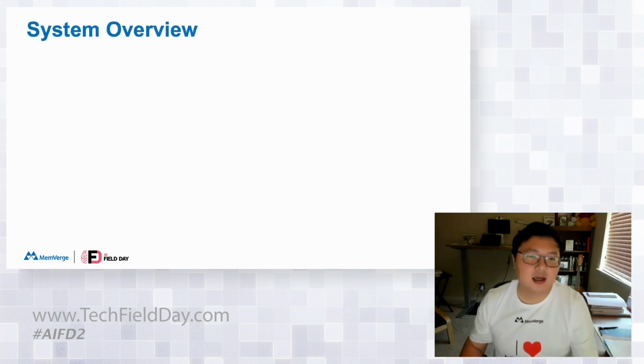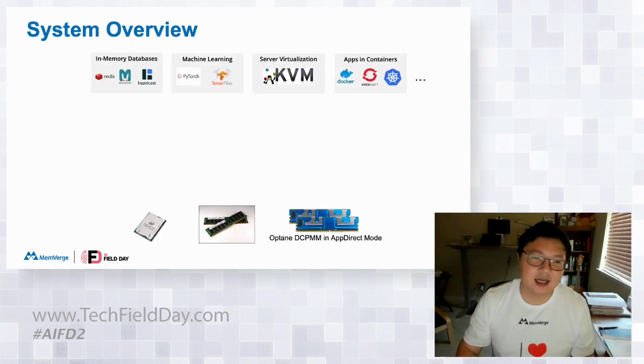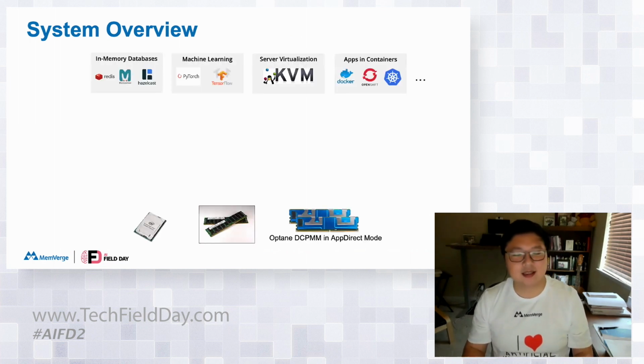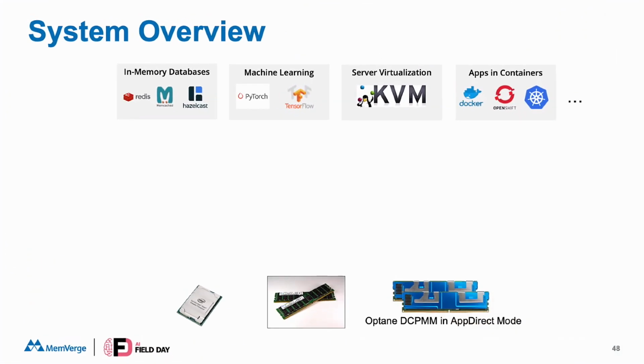Here is an overview, a brief introduction on how Memory Machine works. At the top, we have the applications we want to support running on Memory Machine. These applications are typically memory hungry, such as in-memory databases like Redis, Memcached, Hazelcast, machine learning applications based on PyTorch, TensorFlow, server virtualization based on QEMU KVM, and modern applications that want to run inside containers. Our latest release actually started supporting container deployment as well.